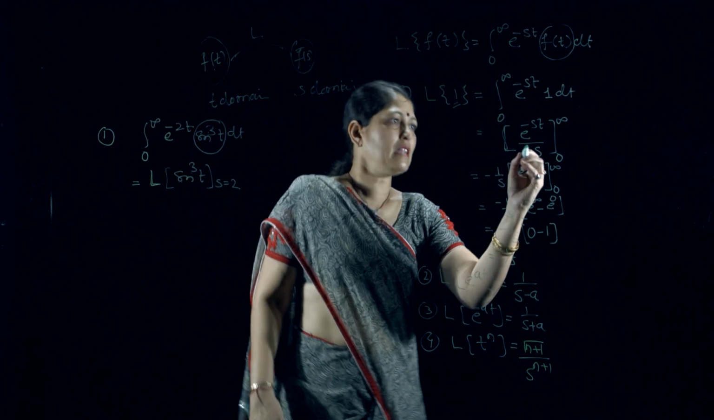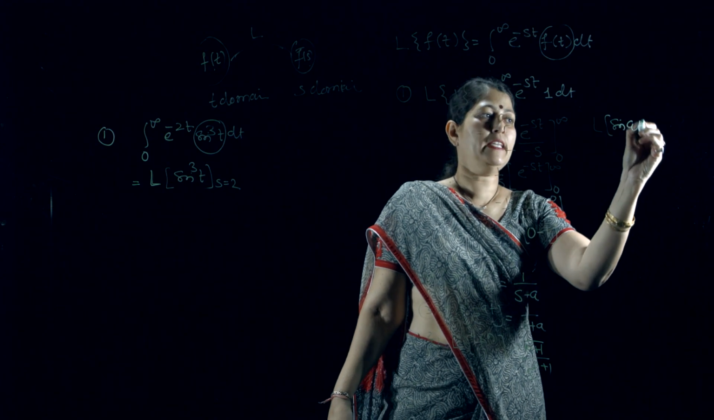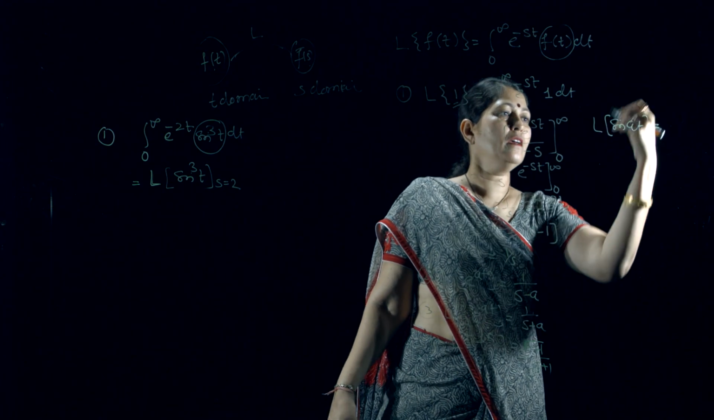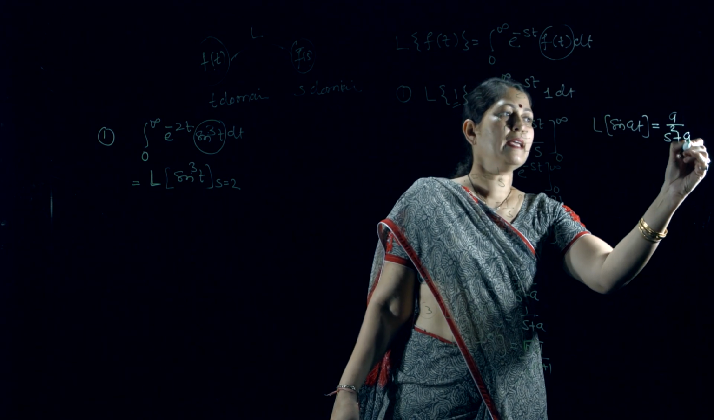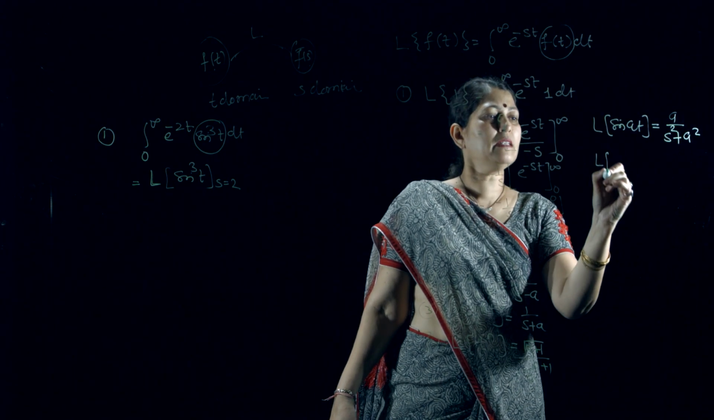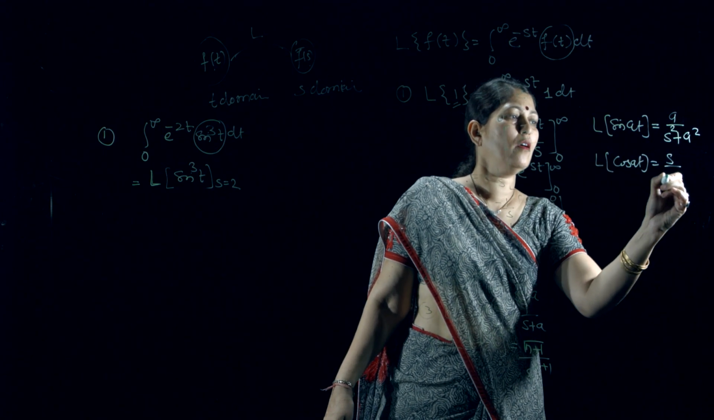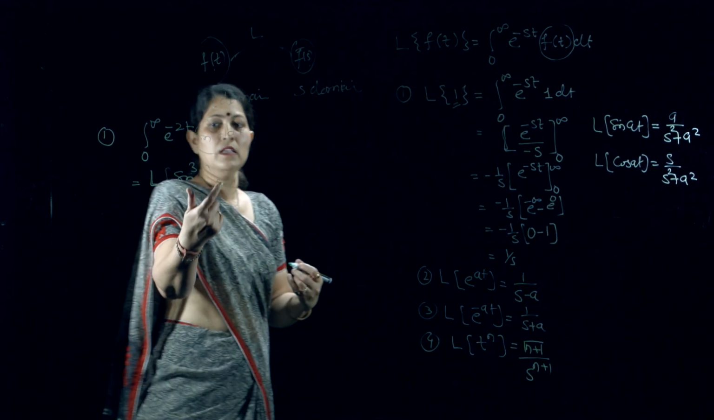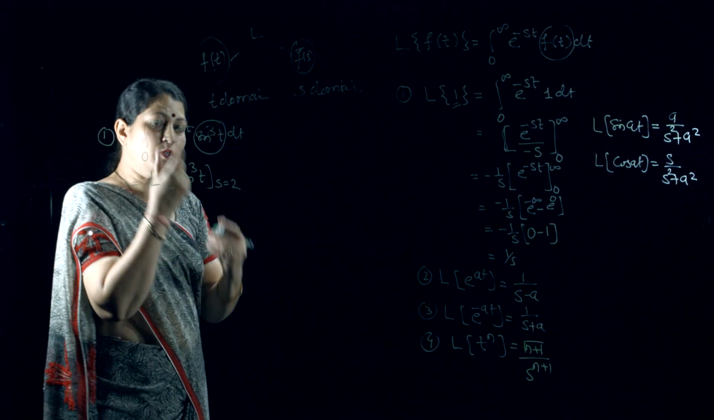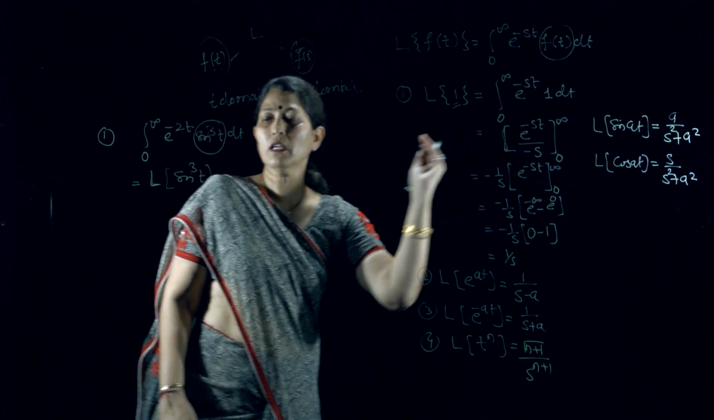Now we have the basic formulas. Laplace transform of sin at is a upon s square plus a square, then Laplace transform of cos at is s upon s square plus a square. Now here we have sine cube t. So we first have to convert sine cube t into the form of sin at or cos at.